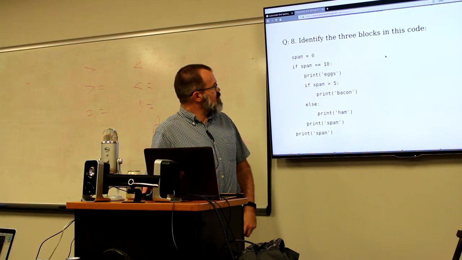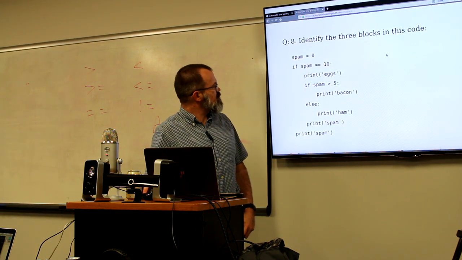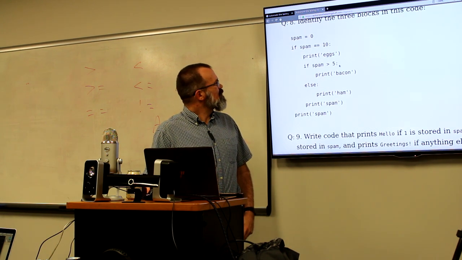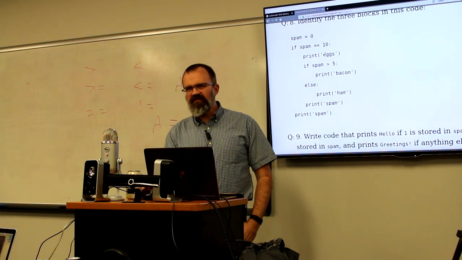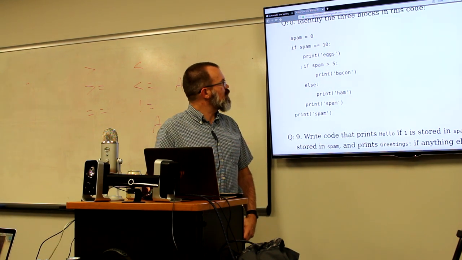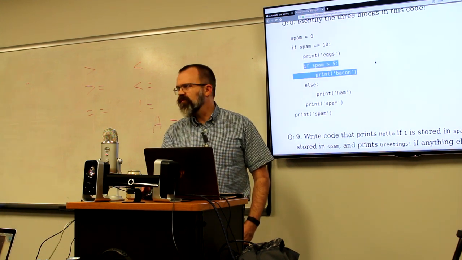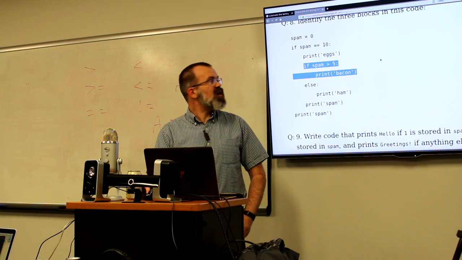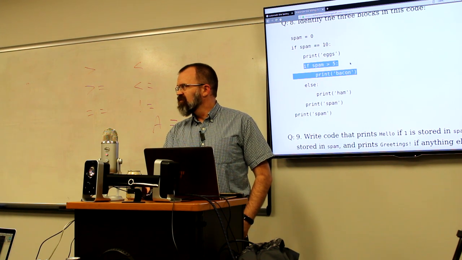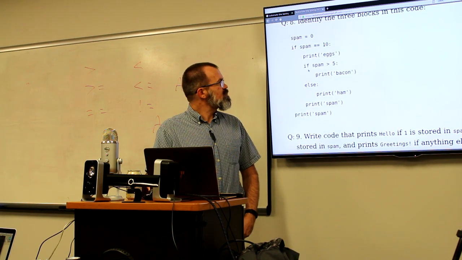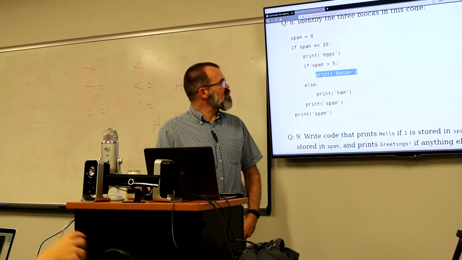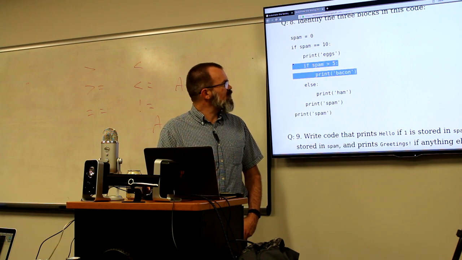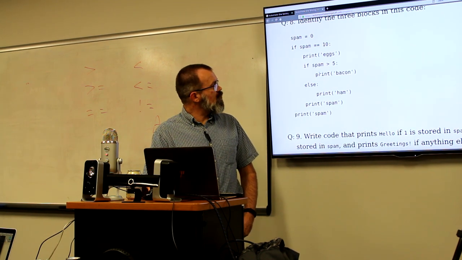Okay, it says identify the three blocks in this code, which is horrible because I actually see more than three blocks. So, I'm going to highlight sections and for the ease of simplicity, you tell me if it's a block or not. Okay, I hear a yes. It is not. It's not a block. It is a statement. But remember that if statements have a conditional, a keyword if, a conditional, and a block. So this whole thing is not a block. Print underneath it is, okay?